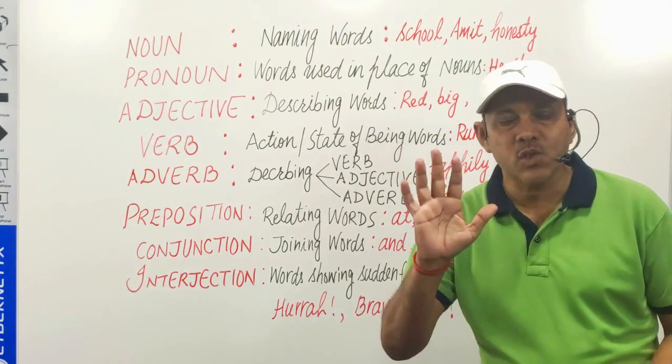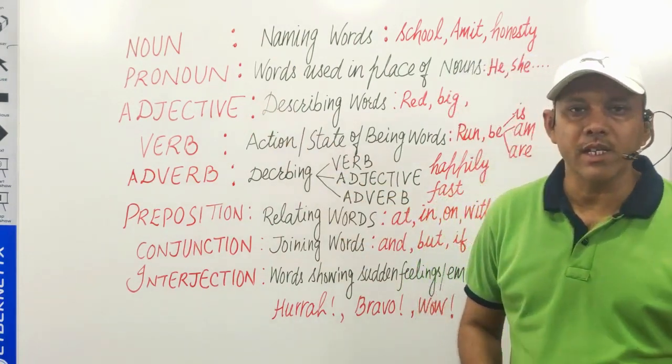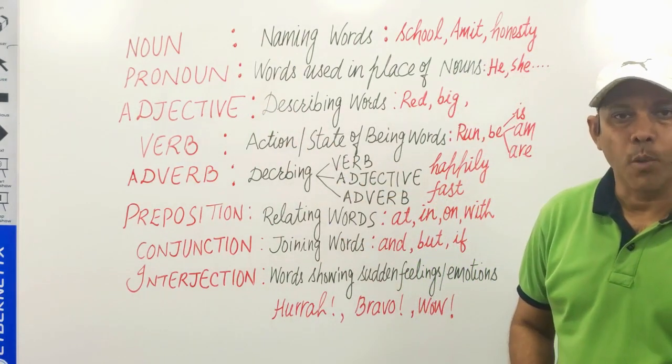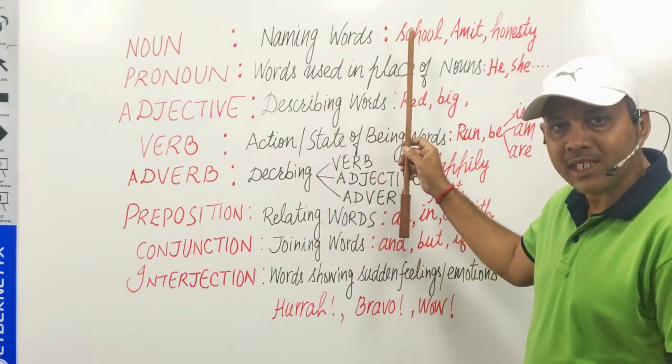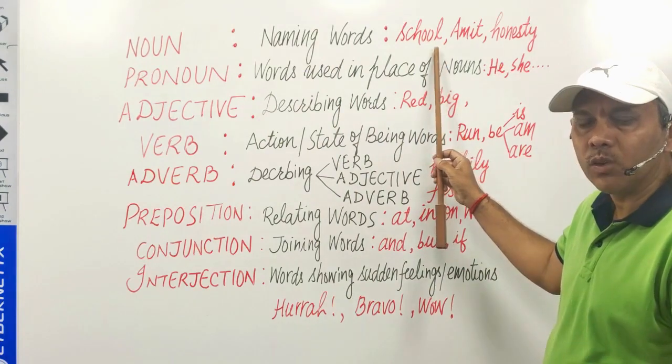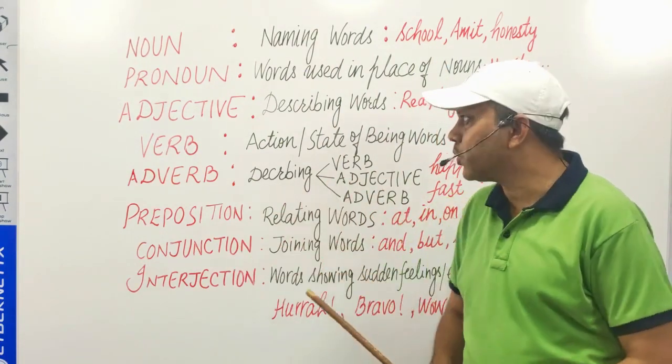There are 5 types of nouns. The first one is proper noun, common noun, material noun, collective noun and abstract noun. We will discuss nouns in detail in later videos.